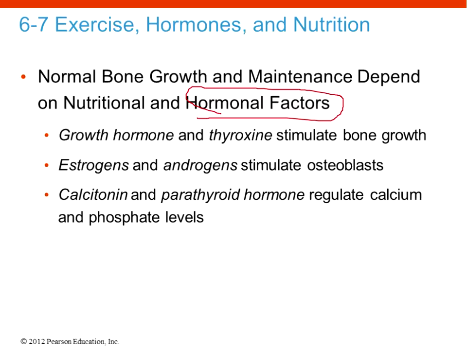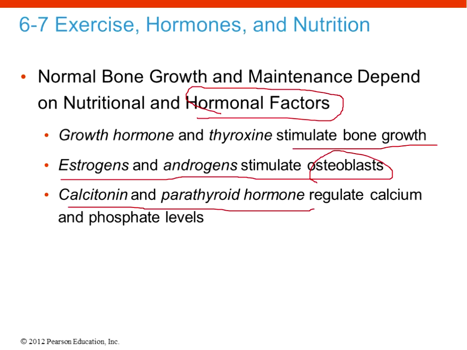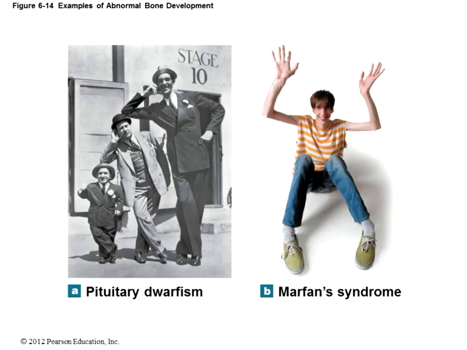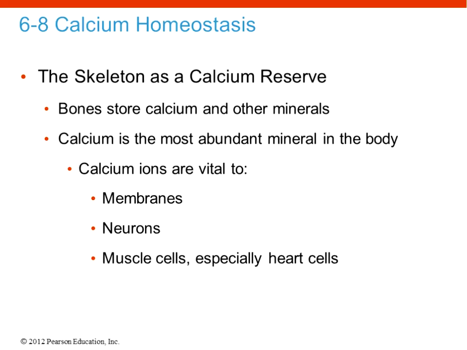So that's nutritional factors. The other one is hormonal, right? We have growth hormone and thyroxine, which stimulate bone growth. Sex hormones, estrogen and androgen, are going to stimulate osteoblasts. And then calcitonin and PTH are going to regulate calcium and phosphate levels. So this is also some really important concepts that we're going to look at. And so this is a nice table here that names all the different hormones that are involved in bone growth and maintenance, where they come from, and then what effect they have on the skeletal system. Okay? And so we want to look at these and get a feel for how they work.